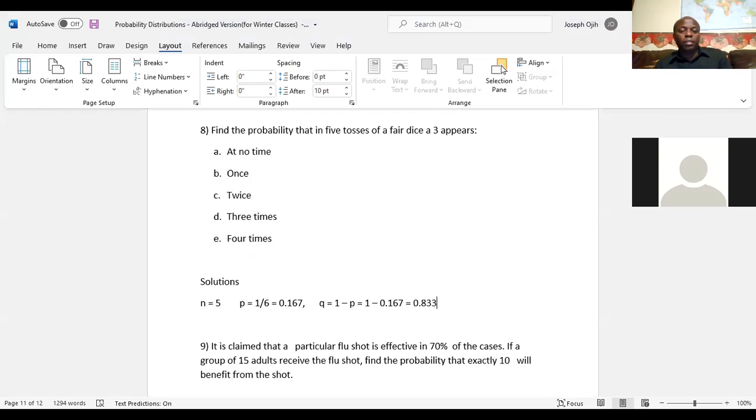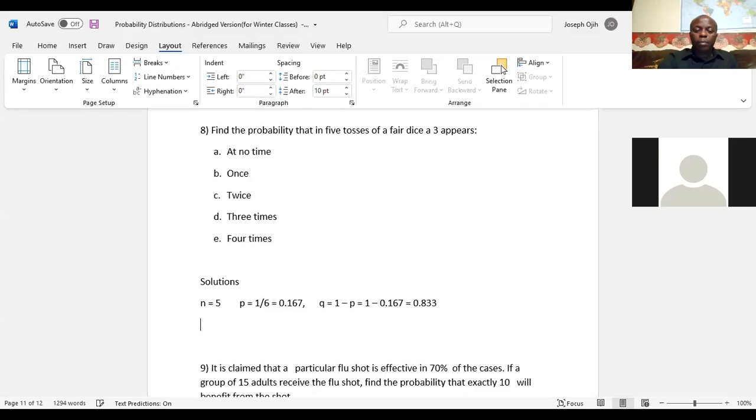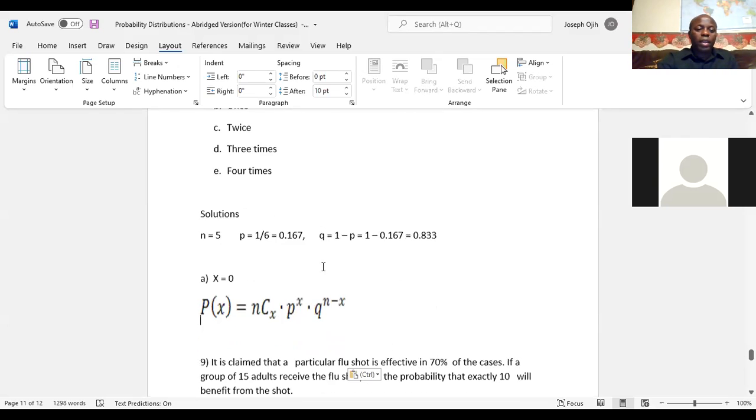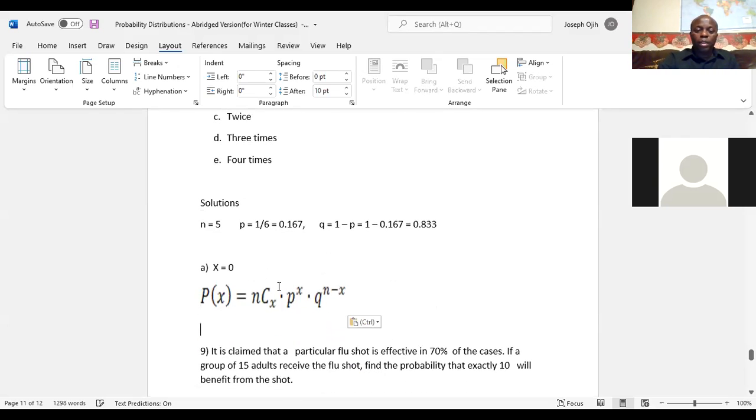Once you have these 3, you are ready to answer the questions. We'll be using these 3 terms, N, P, and Q, to answer each of these questions. The first one says at no time. That means our X equals 0. So the probability of at no time, remember the formula is here, where X is 0.